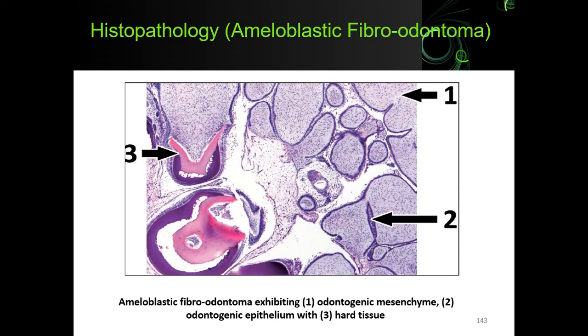So this is the histopathological picture of the ameloblastic fibro-odontoma. If you see number 1, it demonstrates the odontogenic mesenchyme. Number 2 shows the odontogenic epithelial cords. And number 3 shows the hard tissue. So ameloblastic fibro-odontoma is actually a mixture of odontogenic mesenchyme, odontogenic epithelium, as well as the hard tissues.